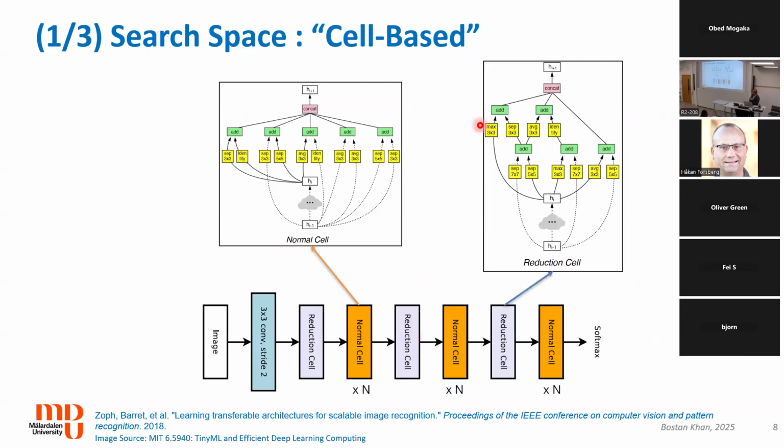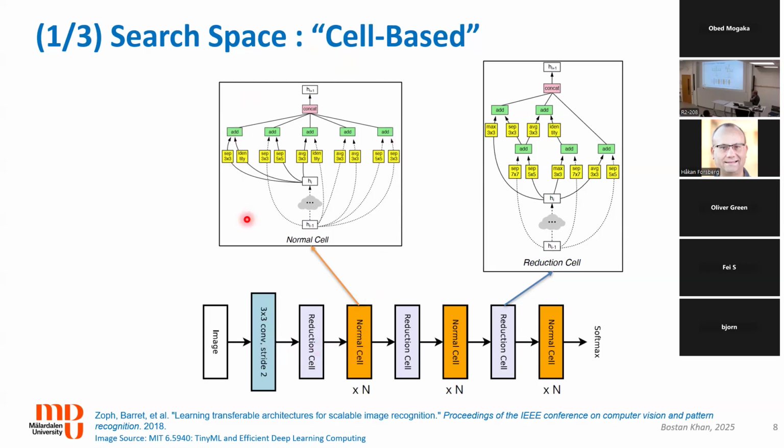They had 2 types of cells: one was the normal cell and one was the reduction cell. And this was their network. So this is the network, which has multiple layers. Initially they had a 3 by 3 separable convolution layer, then a series of reduction and normal cells.